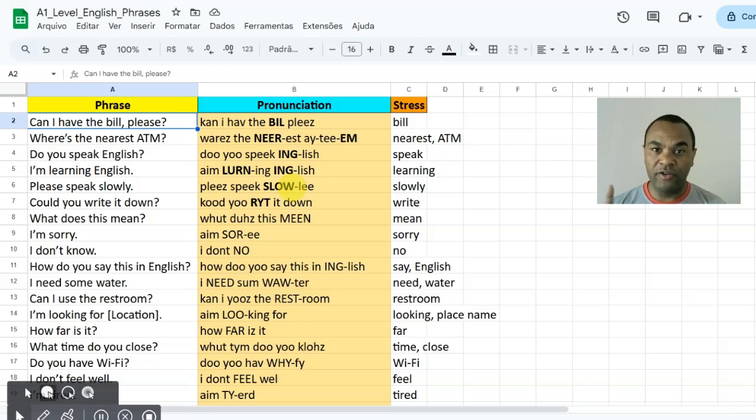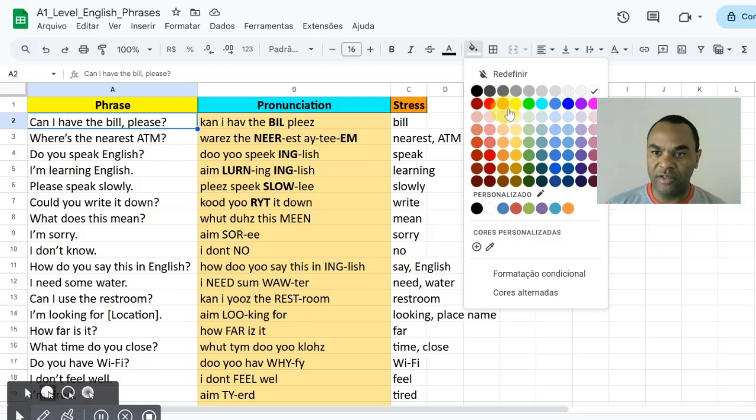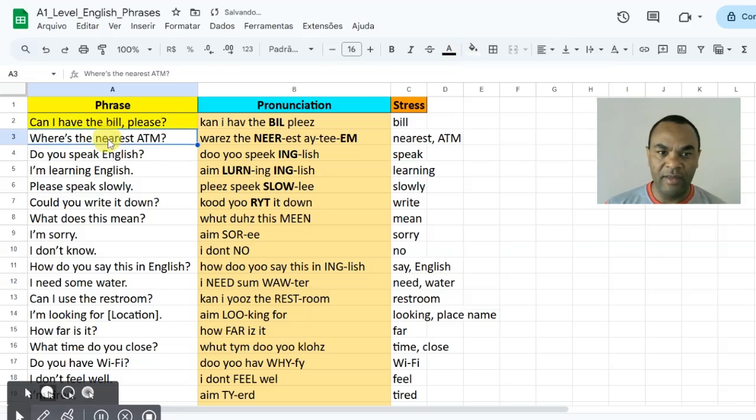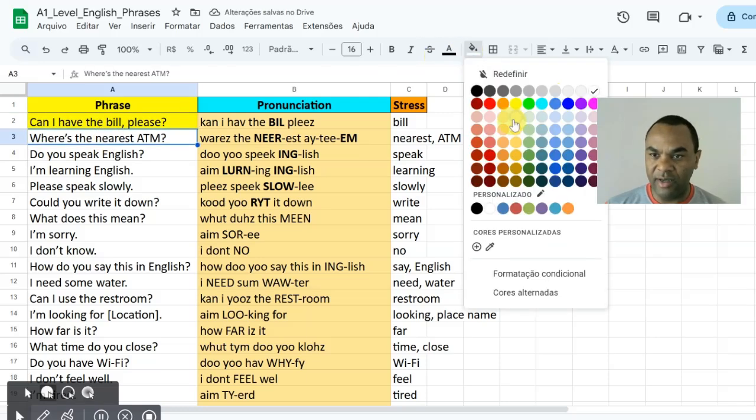First, interrogative. Tan, tan, tan, tan, tan, tan. Can I have the bill, please? Write it. Okay. Next, this here. I wanted to put in here the color, change the color here. Yeah. Number three. I just changed the color here.